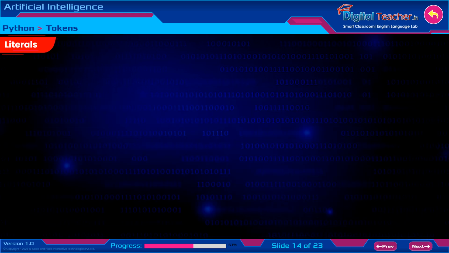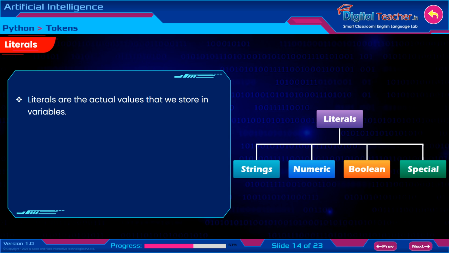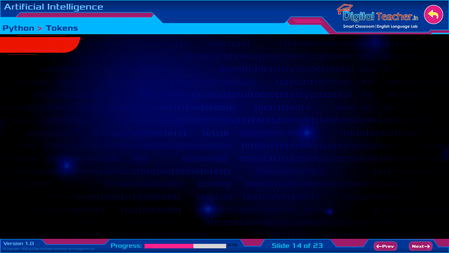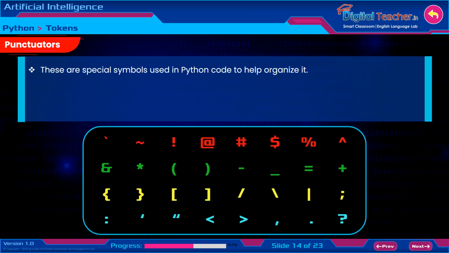Literals. Literals are the actual values that we store in variables. String literals, numeric literals, Boolean literals, special literal. Punctuators. These are special symbols used in Python code to help organize it. Examples.